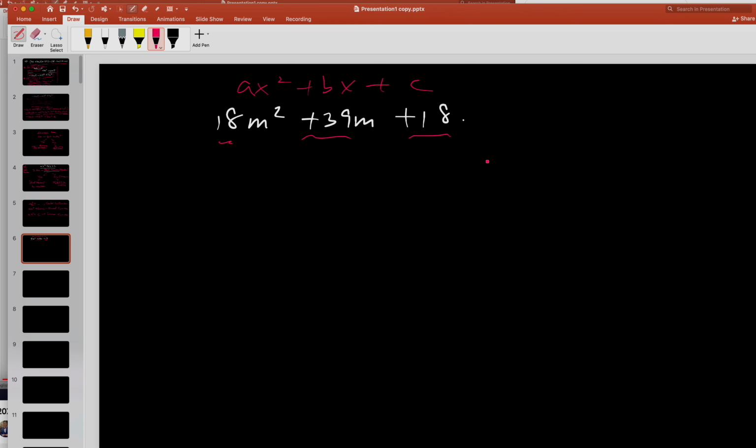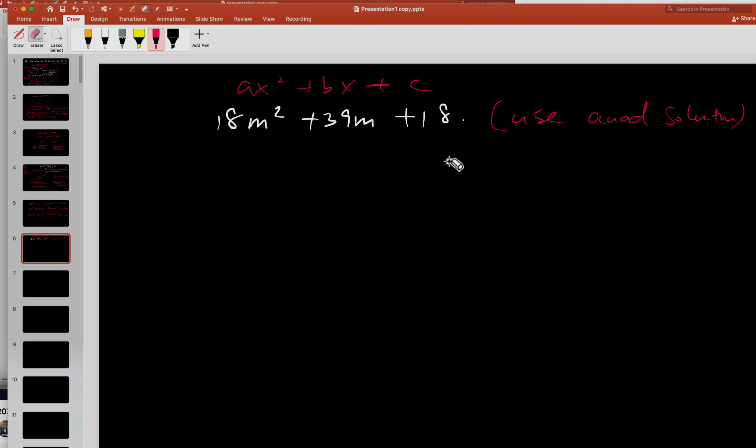So for a quadratic function, you need to use the quadratic solution, right? But like I said just now, if you look at 18, you have so many combinations. Like 1 and 18, 2 and 9, 3 and 6, right? Maybe you can have negative 1, negative 18, and so on and so forth. So it's going to be very complicated, okay?